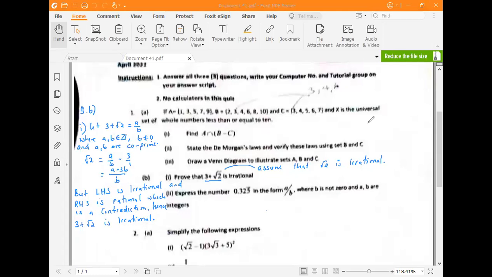I have a question. Please ask. What if it's just root 2 and then they tell you to prove that it's irrational? Yeah, there will be more work as compared to this. That one we will do on, I think, Facebook. Yeah, okay.